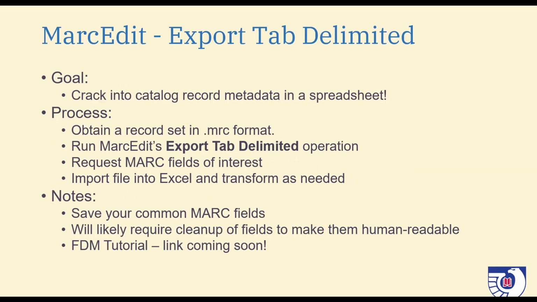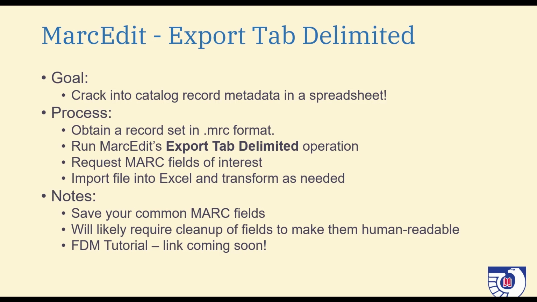So the first thing we're going to do is we are probably going to do the most powerful thing you can do with MarcEdit if you are a metadata user. And that, of course, is exporting a tab delimited file from Marc records. So basically our goal is to crack into the catalog record metadata, get that into a spreadsheet so we can massage it and do all sorts of analysis with it.